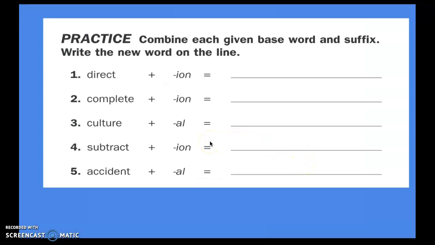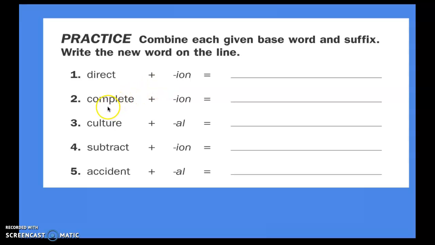Next, we're going to do our practice. It says combine each given base word and suffix. Write the new word on the line. So we're going to have direct, and you're going to add the suffix ion to that word. So what I want you to do right now is in your books, write the answer of the new word that you would form with adding direct plus ion. Write it on the line.